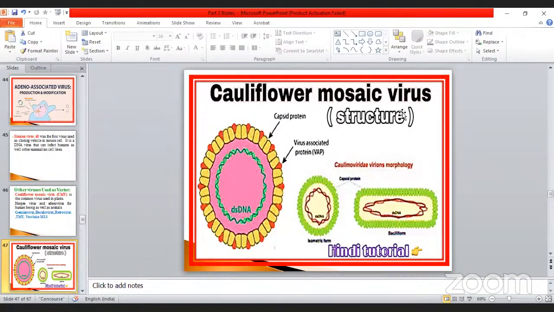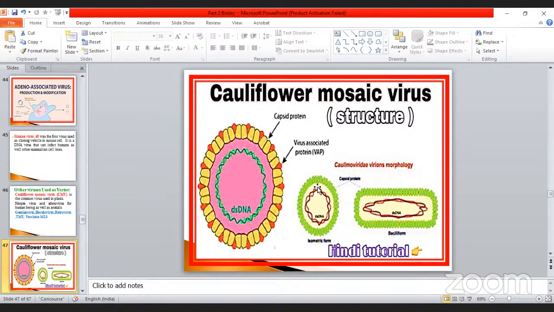The plant virus is mostly found in which one? RNA virus. But in this category, it's a double stranded DNA molecule. See that one, the Caulimoviridae virion morphology. These are the two things that have been reported. One is called isometric form, and the other is bacilloform.